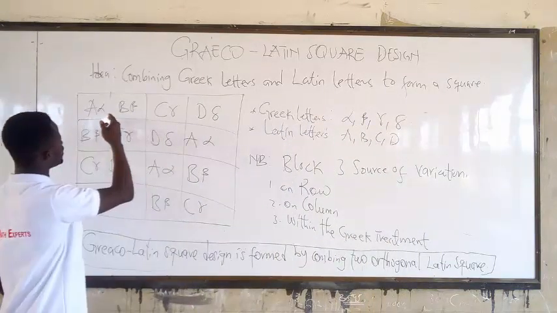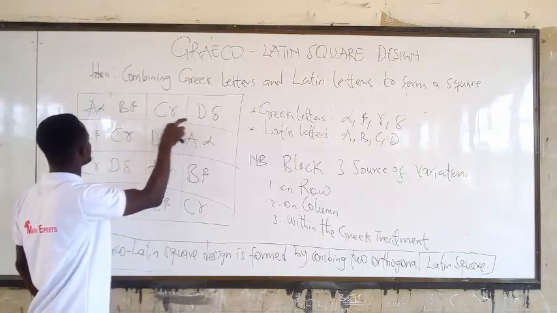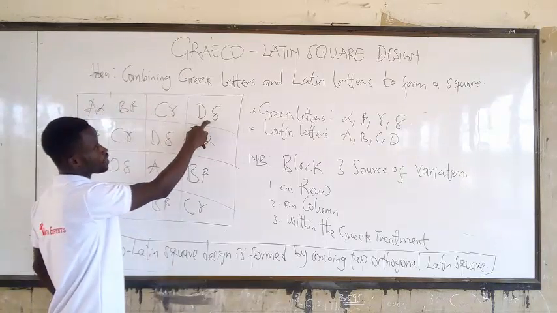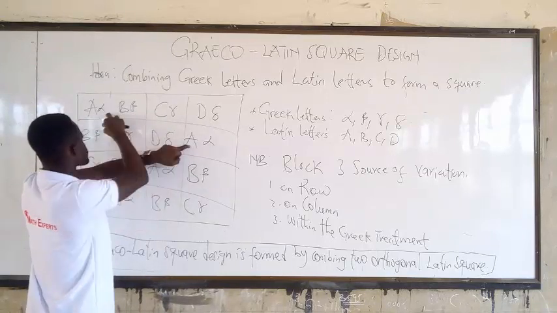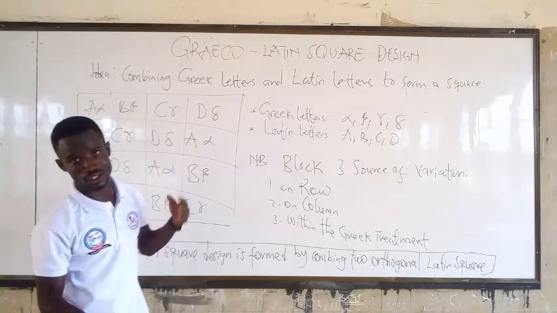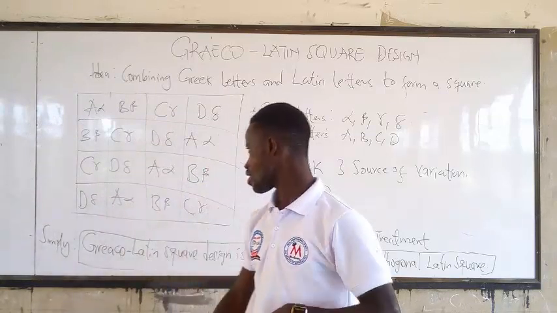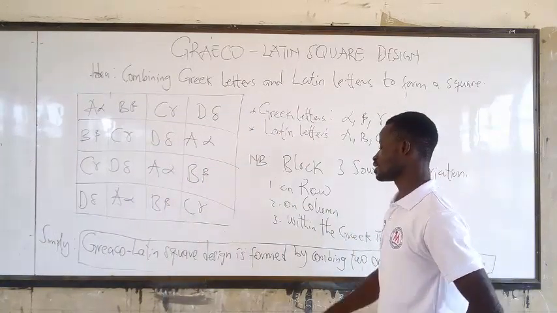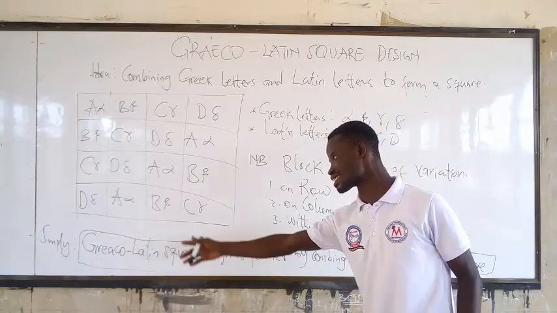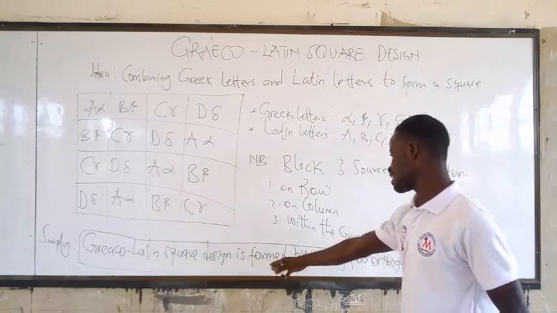So first of all, A, B, C, D, alpha, beta, gamma, omega. Then this one will come here, this one here, this one here, then the last one will come here, in the same way as we do in the Latin square. So that's how we do that. Now the Greco Latin square is simply a design.